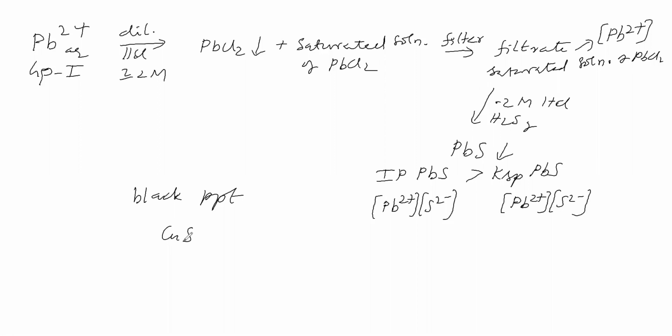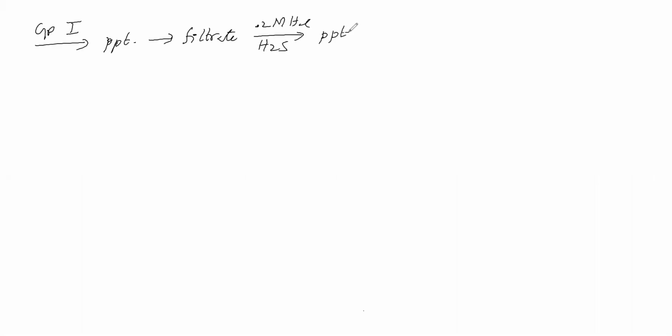Next we will go for group 3 analysis. First we do group 1. Suppose we get a precipitate, what do we have to do? We have to filter and take the filtrate. In the filtrate, an acidic medium is there. We make the concentration 0.2 molar and pass H2S gas. If we get a precipitate in group 2, you have to filter the contents, then take the filtrate for group 3. If you do not get a precipitate, then you can go for group 3 directly.